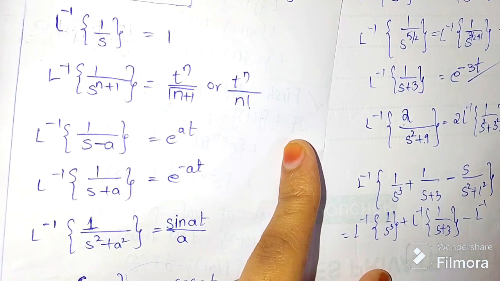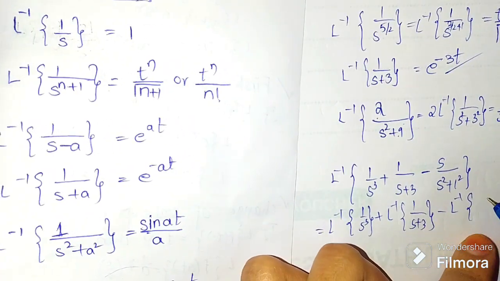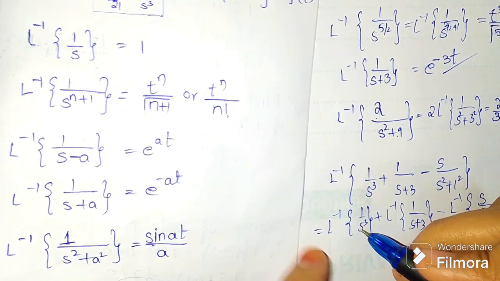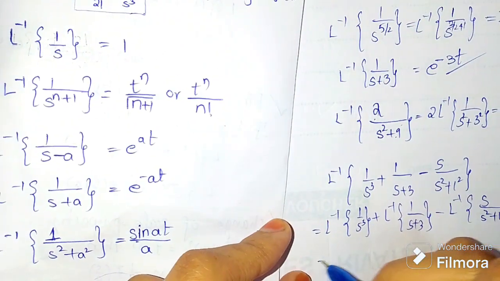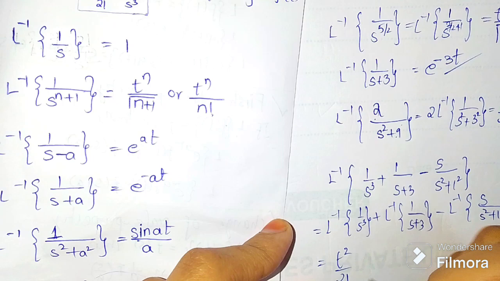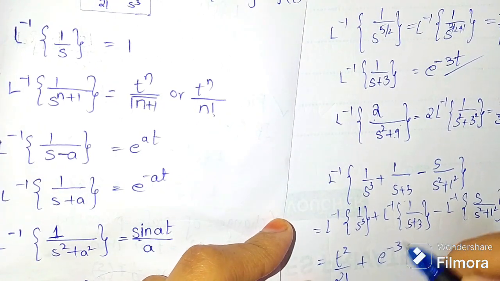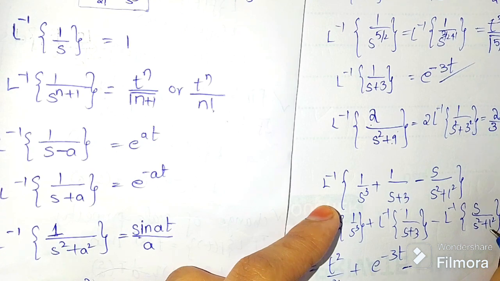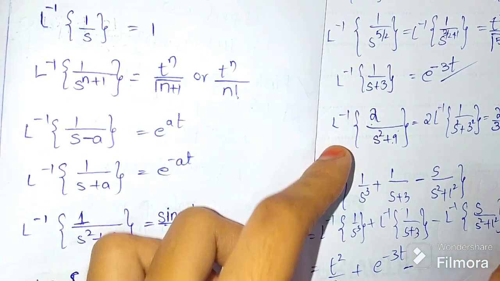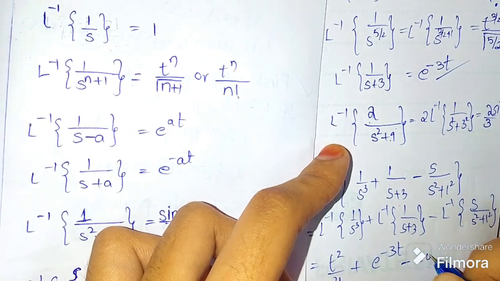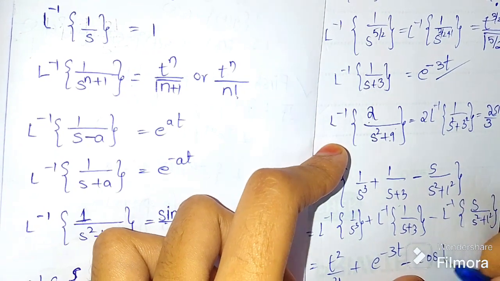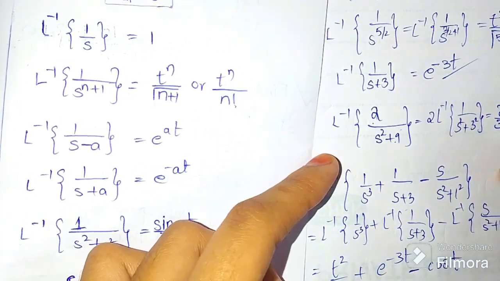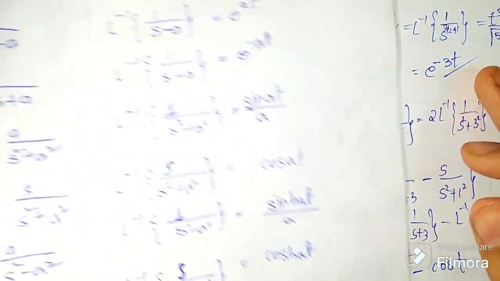Minus Laplace inverse of s by s square plus 1 square. So this one is t square by 2 factorial. This will be e power minus 3t minus, what is this? S by s square plus a square means cos, so cos t, a is 1, so cos t. Okay, so this is the linear property and some basic formulas you should remember.